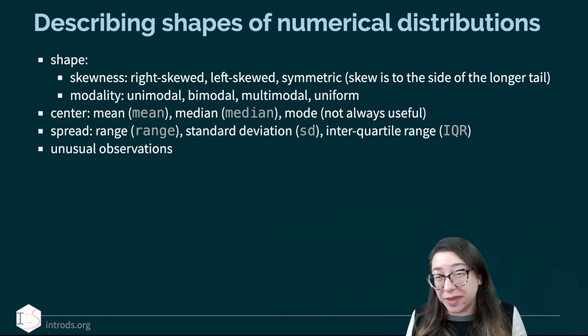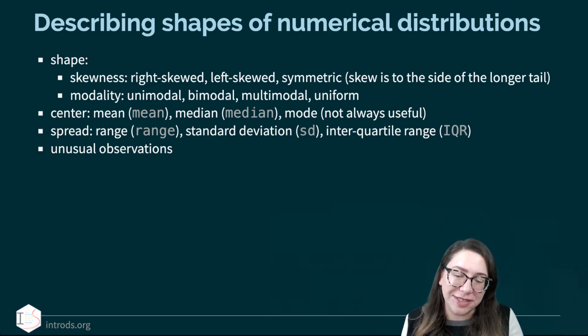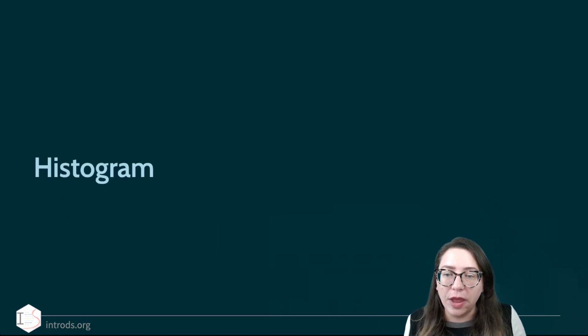And another thing that we usually want to note is any unusual observations in our data. When I say we want to note, I don't mean we want to eliminate them. Sometimes those are the most interesting observations in your data. We just want to make a note of them and decide explicitly on how we want to handle them.